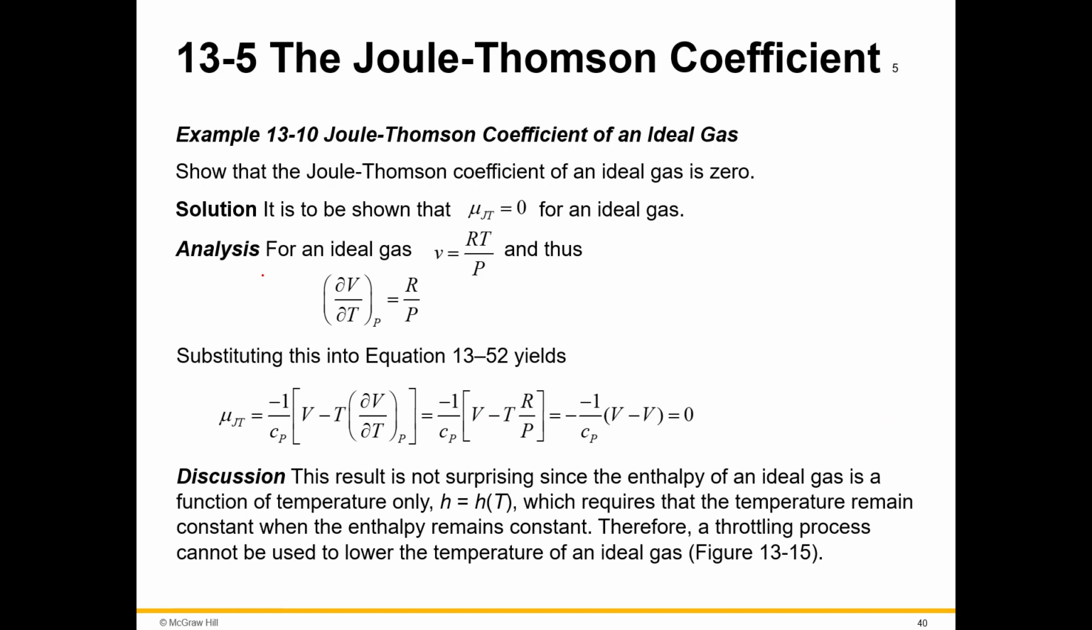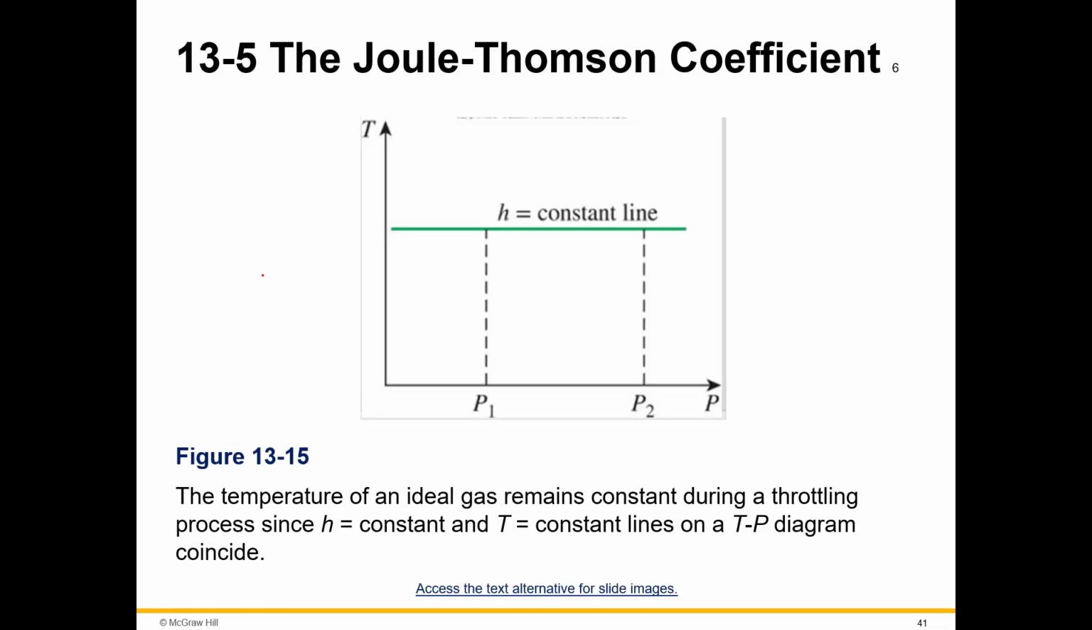Here's another example, solution and analysis. And then the temperature of an ideal gas remains constant during a throttling process since H is constant and T constant lines on a TP coincidence, so on that diagram.